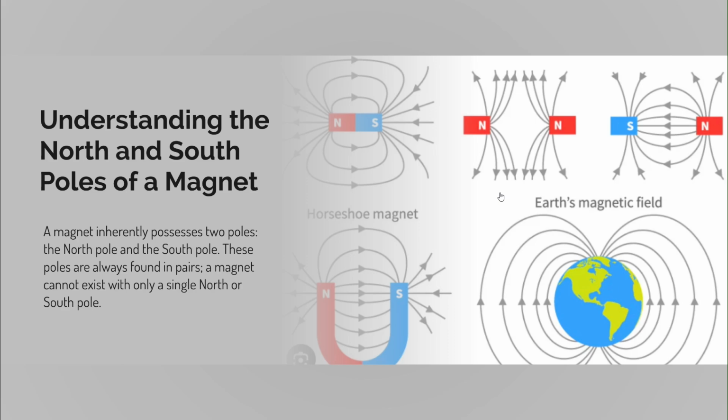So, understanding the north and south poles of a magnet. A magnet inherently possesses two poles, the north pole and the south pole. These poles are always found in pairs. A magnet cannot exist with only a single north or south pole. So, a magnet has two poles, that is, one is the north pole and the other is the south pole.